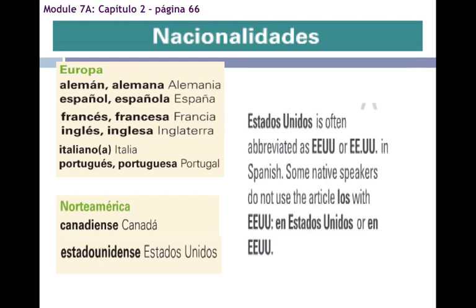Estadounidense, estadounidense. So that's a United Statesian. We can also say that we're North American, norteamericano, norteamericana. Repitan. Let's make sure that we make note of this. Estados Unidos is often abbreviated as EEUU or AA dot UU dot in Spanish.